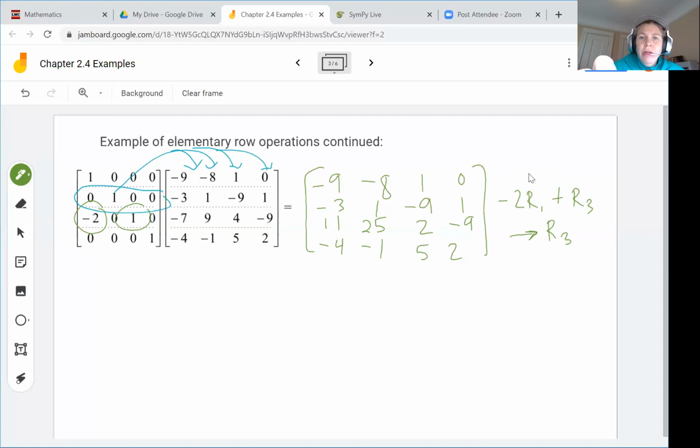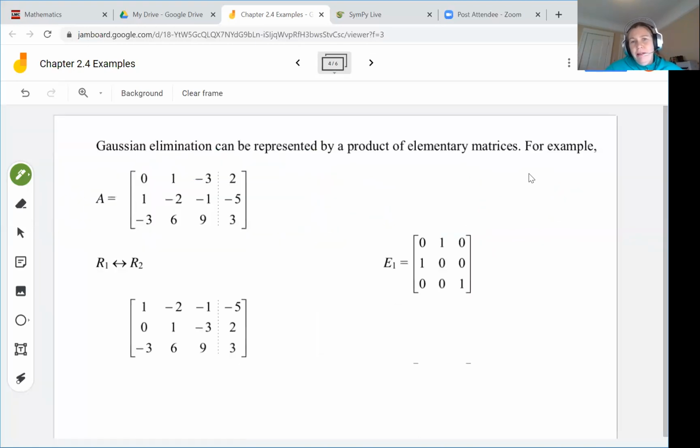So we can actually represent Gaussian elimination as a product of elementary matrices. In our example here, we're starting with this matrix A that's an augmented matrix. And so we might say, let's use Gaussian elimination to do this. We saw early on in chapter 1 that Gaussian elimination is really just row operations, and we know we can represent row operations with elementary matrices.